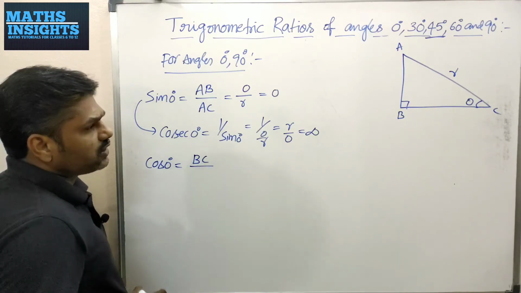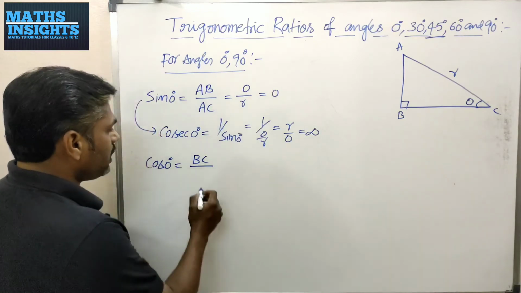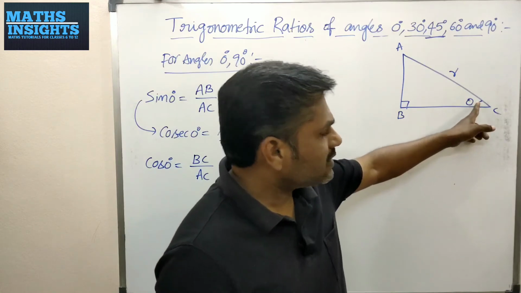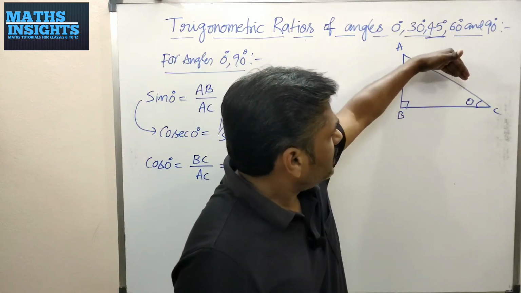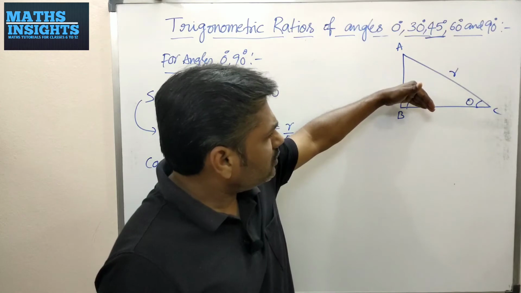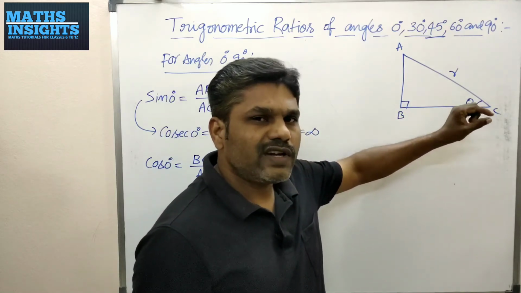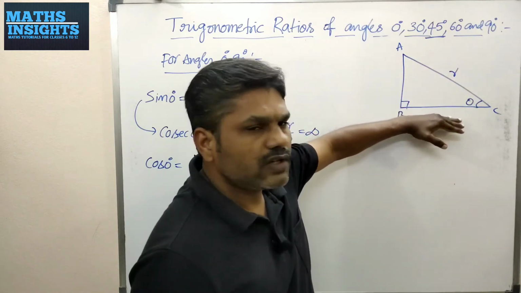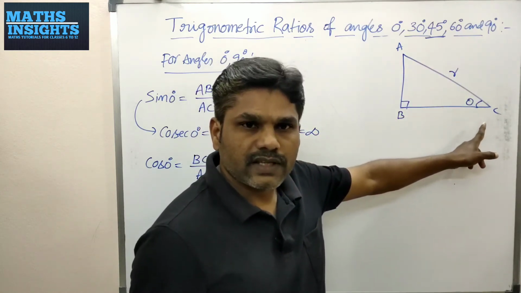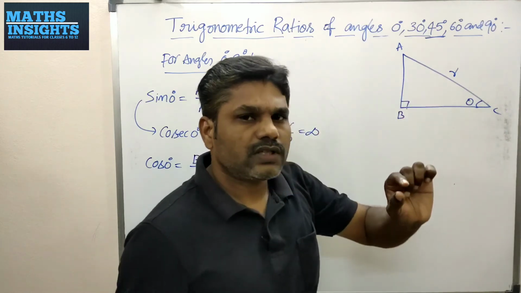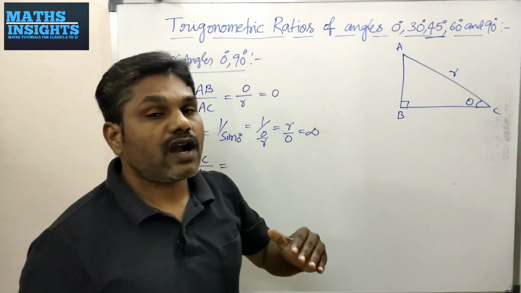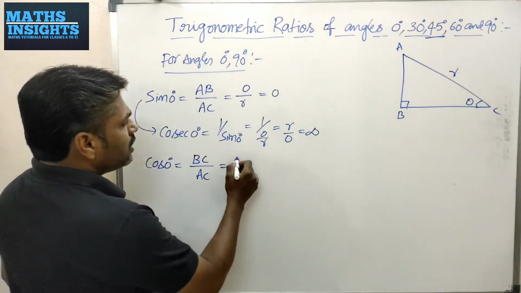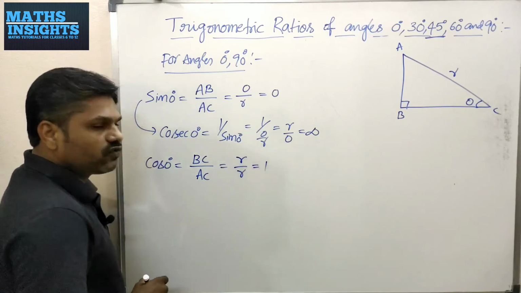Side adjacent to theta, that is BC, by hypotenuse AC. If you want to make this angle 0, this hypotenuse will come down and the space between these two will decrease and finally become 0. Then this hypotenuse will coincide with the side BC. At that time, both the side adjacent to theta and the hypotenuse will become this r. Therefore the value will become r by r, which equals 1.